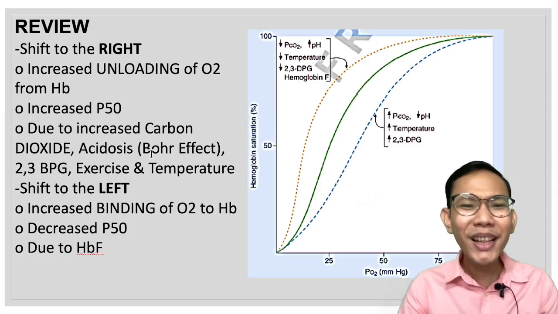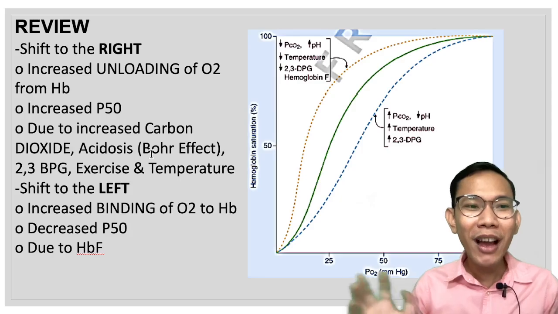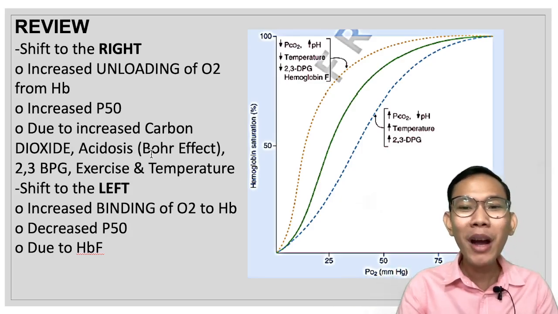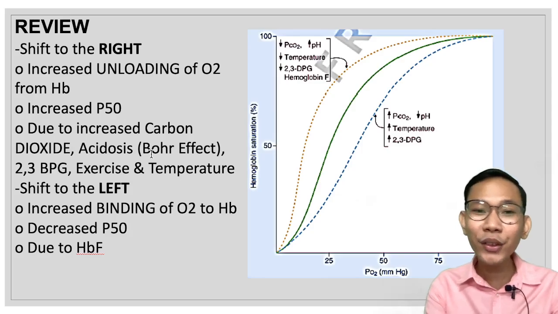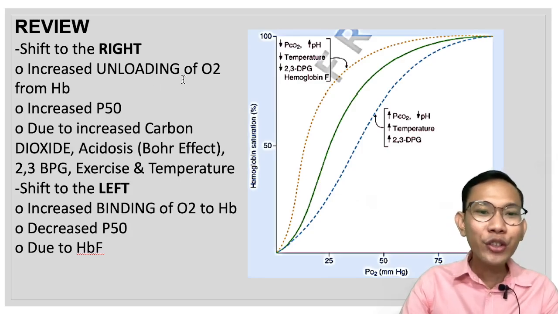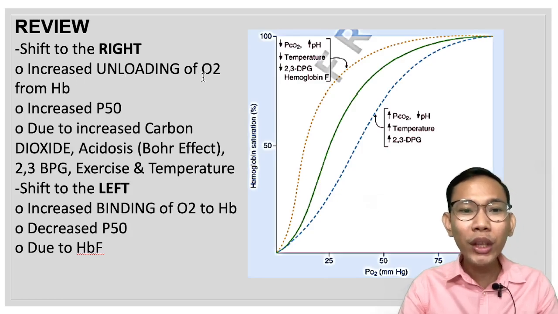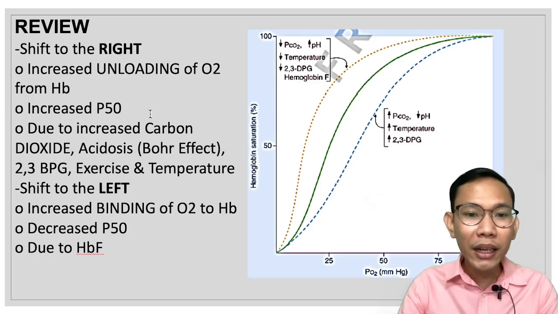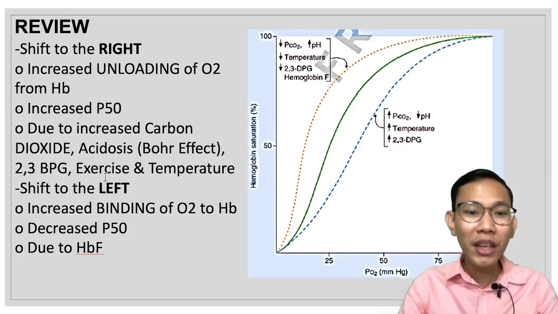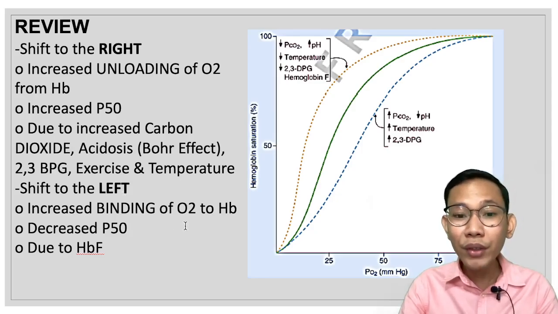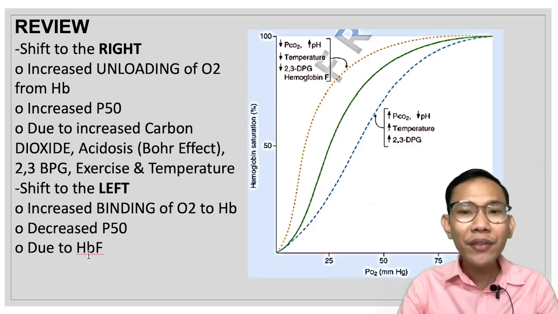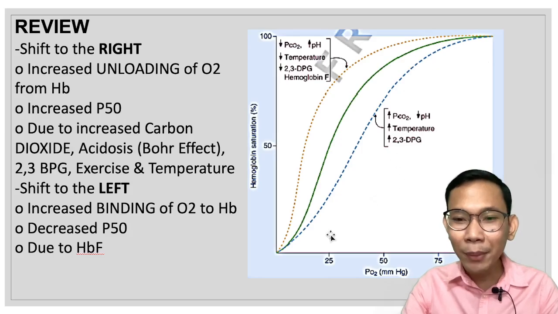So let's review. So ito na, review na natin yung hemoglobin dissociation curve. Anong mga factors na mag-a-affect ng ating shift to the right or shift to the left. Remember, shift to the right, increase unloading of oxygen from hemoglobin. Increase P50 due to increased carbon dioxide, acidosis by Bohr effect, 2,3 BPG, exercise, and your temperature. Shift to the left, increase binding of your oxygen to hemoglobin, decrease P50, and due to your fetal hemoglobin. Tingnan natin sa diagram na to.